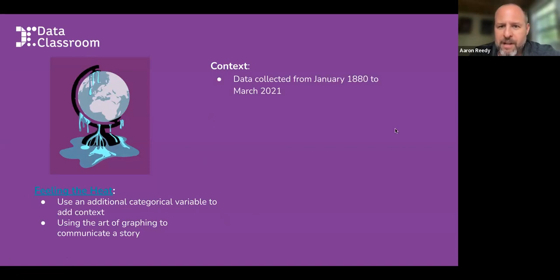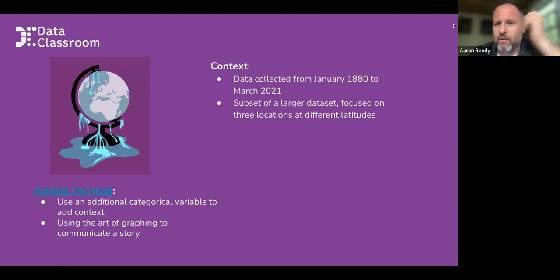So just to give you a little bit of context, this is historical data that NASA has stitched together from a variety of sources. The more modern part of this data set has been collected via satellite. And this is data stretching from January 1880 to March 2021. And it's a subset that we created of a much larger data set. We focused just on 3 locations at each of 3 different latitudes. They have data on MyNASA Data for literally every spot on Earth. And we just picked some subsets that illustrate the trends you'll see in the larger data set.